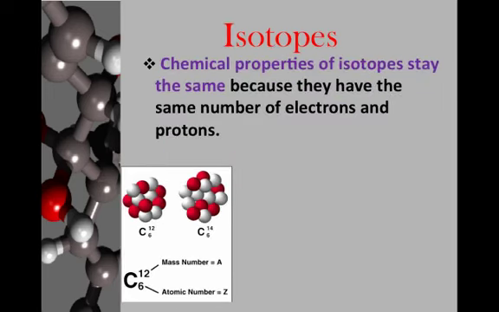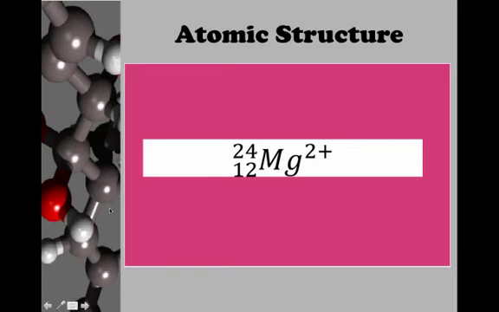The chemical properties of isotopes stay the same because they have the same number of electrons and protons. Electrons in an atom are the ones that give the property. By chemical properties, we mean how it reacts with other things, and that's determined by the electrons.